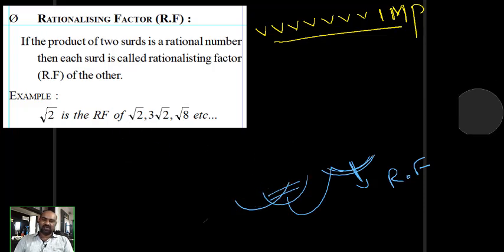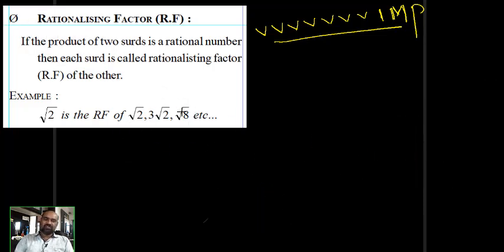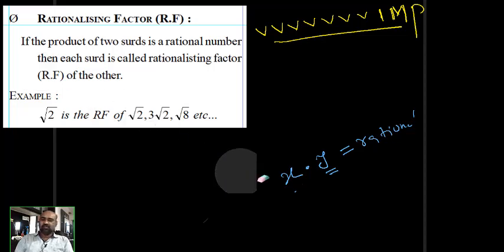Okay, I will write here clearly. For example, X is a surd. If I multiply this surd with another surd Y and I get a rational number, then I can say that Y is the RF of X, or X is the RF of Y. Through an example I will explain.